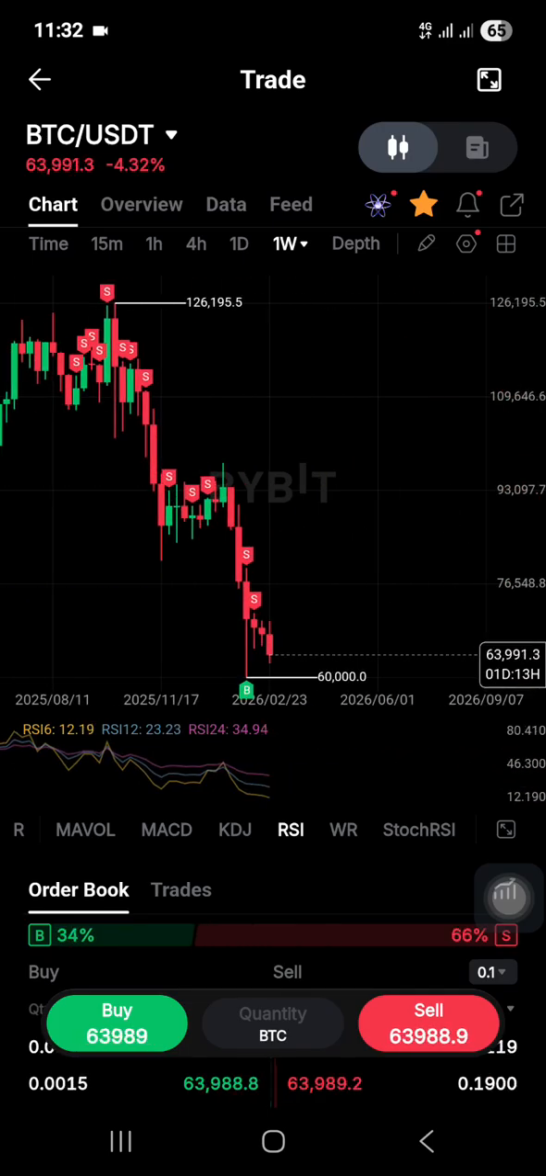And currently right now, the RSI is reading 12. But you can't just say that, okay, because the RSI is reading 12, the market is going to come down. No, it has to depend on many things. You have to use other indicators alongside.